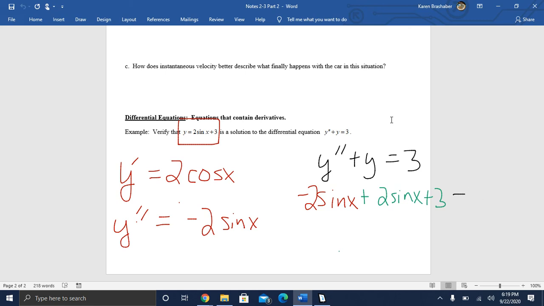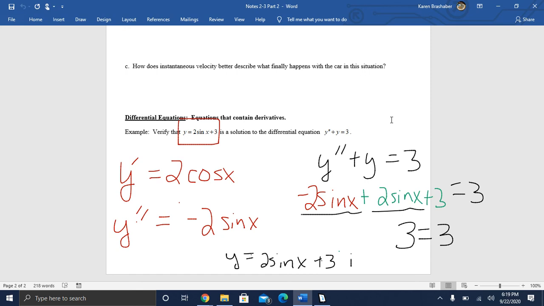And hopefully you're seeing right away that you have some things that cancel. Negative 2 sine of x cancels with positive 2 sine of x, and you end up with the true statement that 3 equals 3, and therefore you have verified that y equals 2 times the sine of x plus 3 is a solution. And that's all that we're doing for this introduction to differential equations. We'll be working with those as we go on throughout the semester.